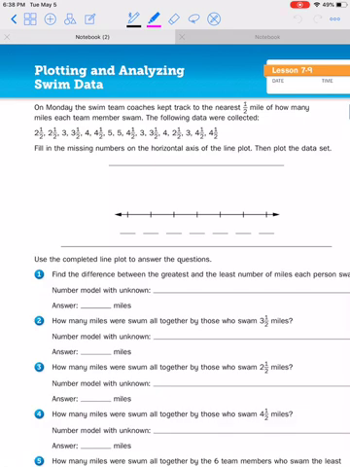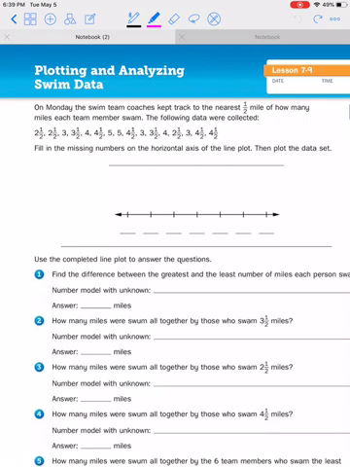Okay, so let's look at what information they are giving us. So it says on Monday, the swim team coaches kept track to the nearest half mile of how many miles each team member swam. The following data were collected. Fill in the missing numbers on the horizontal axis of the line plot. So that's just a fancy way of saying this part. That's the horizontal axis. Then plot the data set.